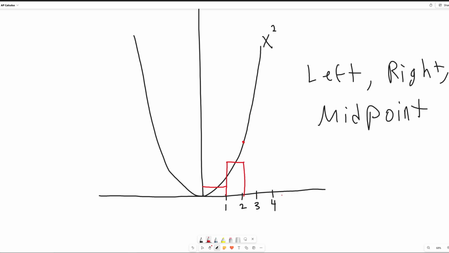So, just to reiterate, left Riemann sums have the left corner of the rectangle on the function. Right Riemann sums have the right corner on the function, and midpoint is in the middle.